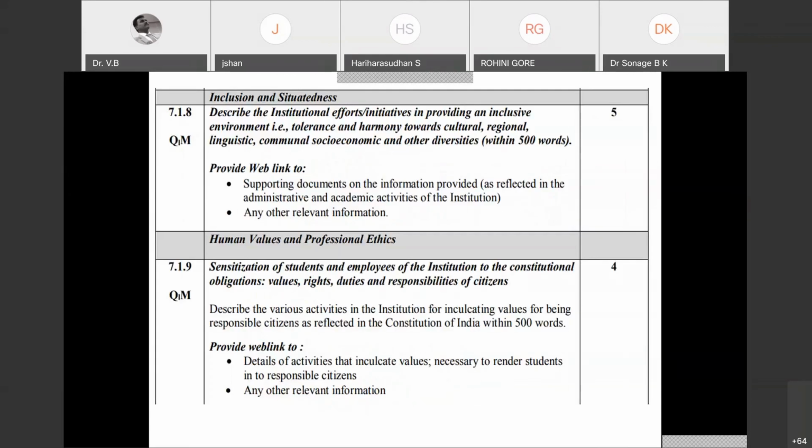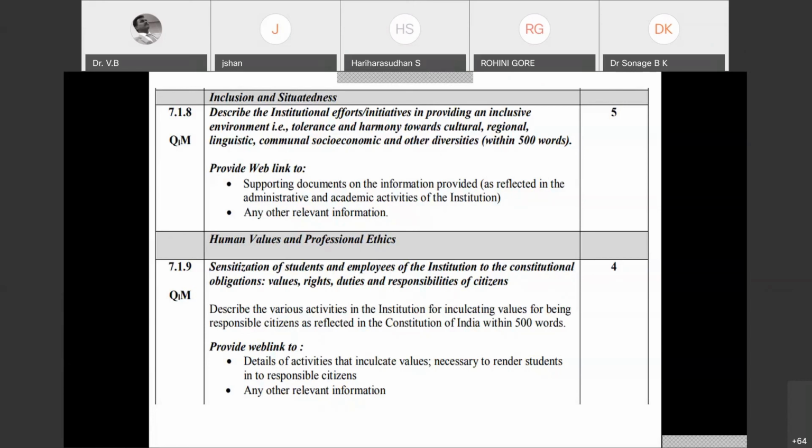The next metric, which is again qualitative, is institutional efforts in providing an inclusive environment, tolerance and harmony towards cultural, regional, linguistic diversity. So if you conduct any cultural program wherein all the students who come from various regional, cultural, and economic backgrounds mingle, then the photographs taken at that time can be shown as the documentary evidence for answering this. Point number 7.1.8.